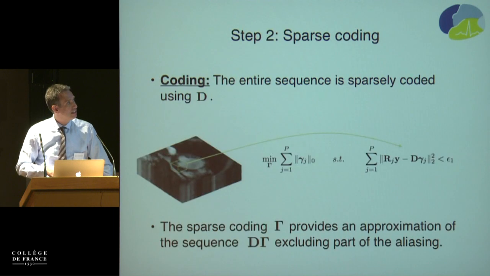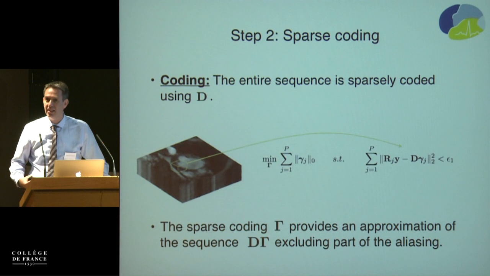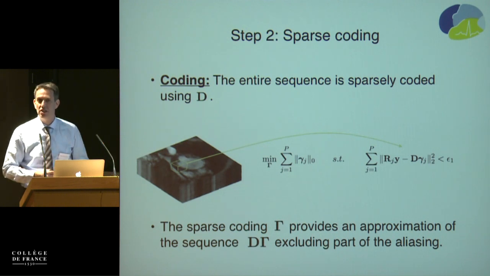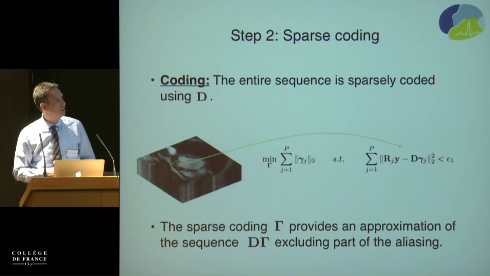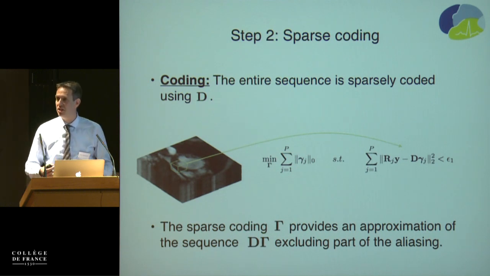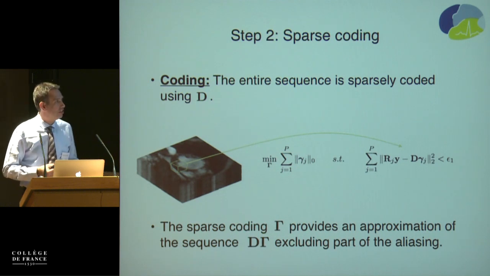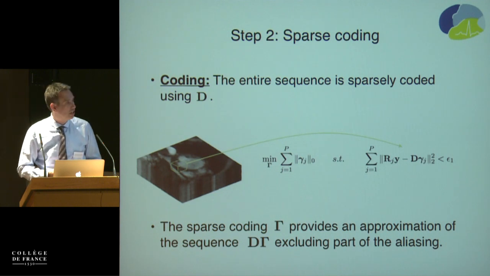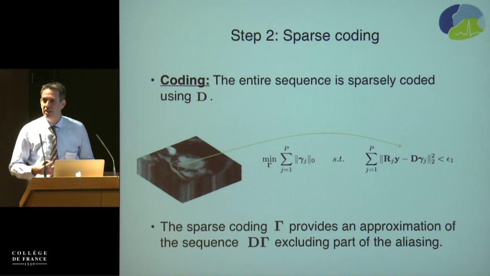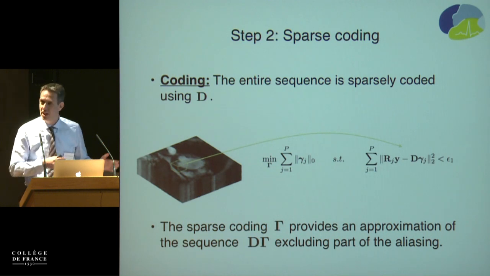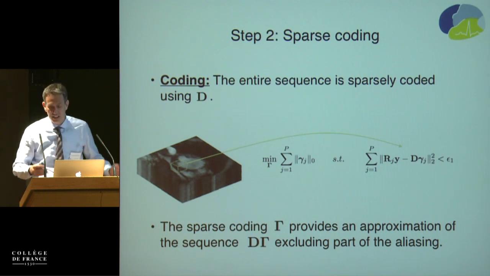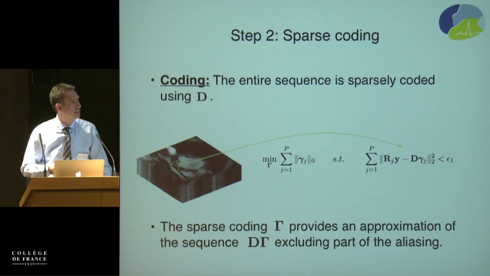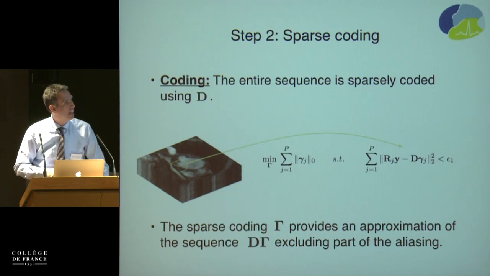So once I've done this, I'm going to take that dictionary and I'm going to encode the entire sequence of images using this dictionary. And it turns out that if I do this, I can actually encode very well the image I want to recover, but I can't really encode very well the aliased artifact. So actually, this process almost acts like removing the aliases from the image.